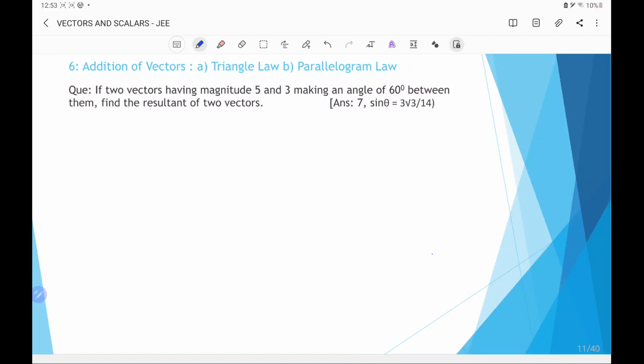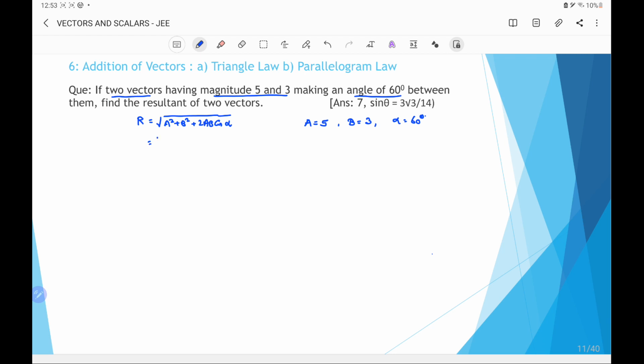Let's do some problems. Question is, two vectors having the magnitude 5 and 3 making an angle of 60 degree between them, find the resultant of two vectors in terms of their magnitude and direction. From parallelogram law, we know that R equal to square root of A square plus B square plus 2AB cos alpha. Here, A is the magnitude of vector A, that is equal to 5. B is the magnitude of vector B, that is given 3, and angle between the vectors is given 60 degree.